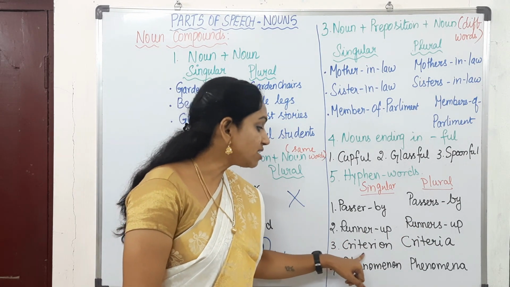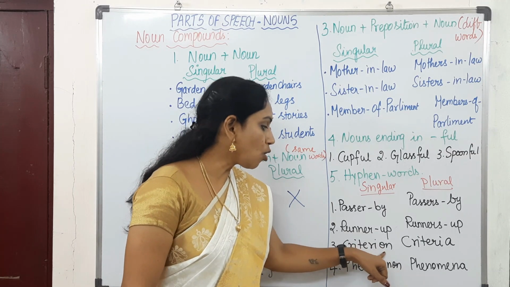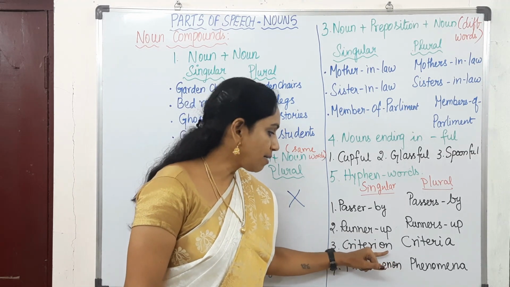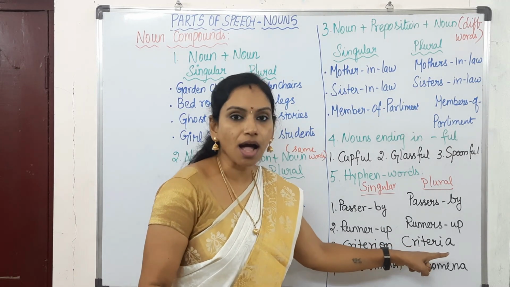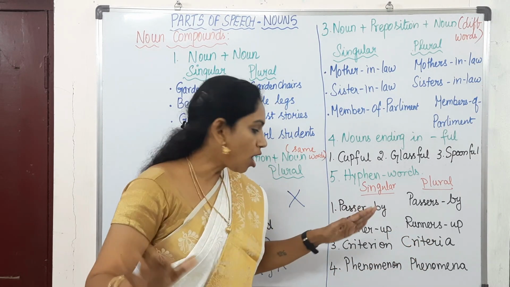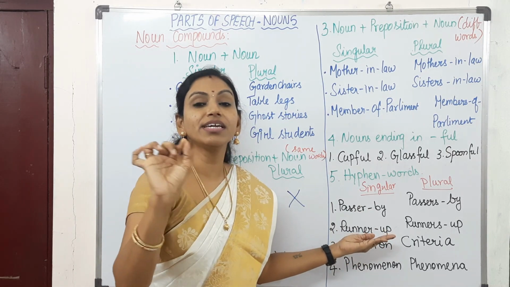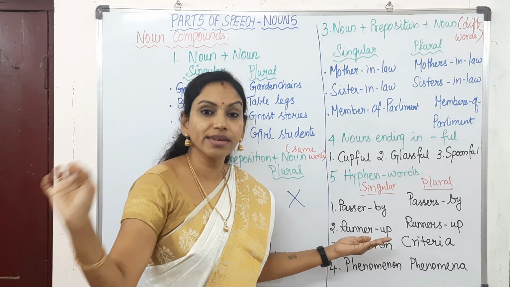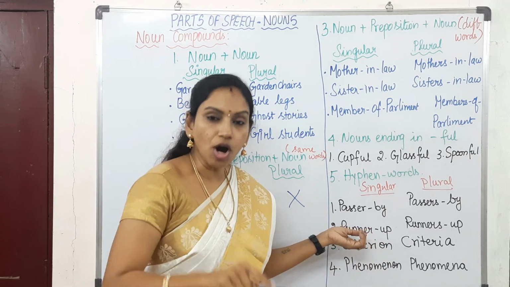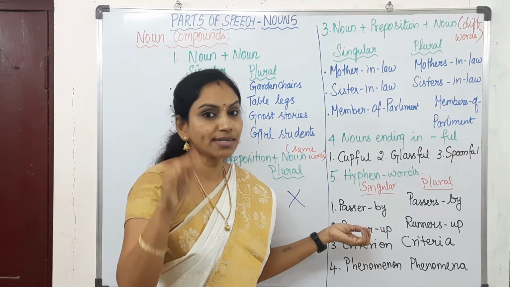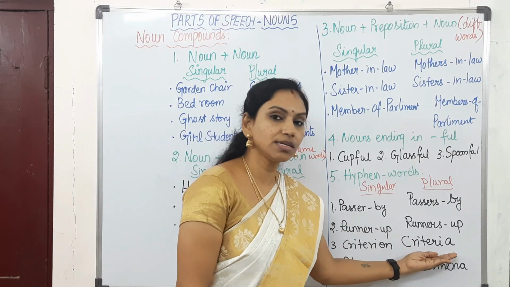Next, criterion is singular. Criterion, I-O-N, is singular. For the plural, you will write it as criteria, R-I-A. It's not criterions. They will give you criterions in spotting the error questions in your government examinations. You cannot have criterions. That is wrong. Instead, you have to change that and write it as criteria.